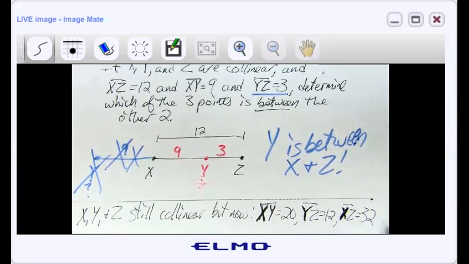Just trying to make those a little darker. I do want to point out that between doesn't necessarily mean in the middle, right? It could be anywhere in between.